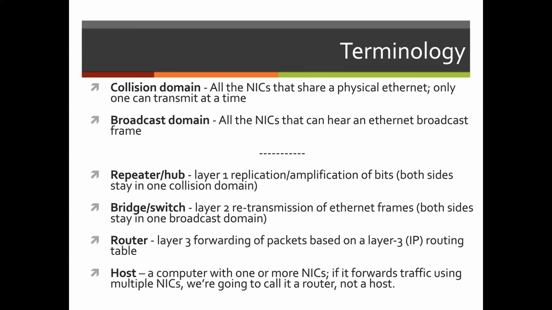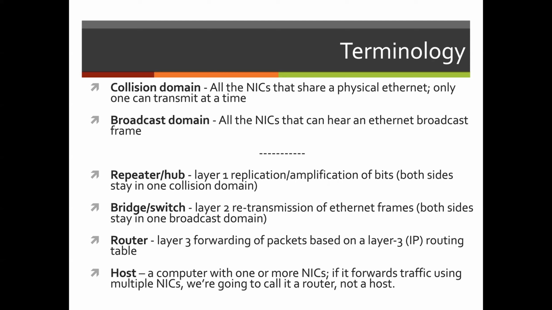To talk about some of the terminology associated with Ethernet, let's consider the collision domain. The collision domain represents all of the network interface cards that share a physical Ethernet, but only one can transmit at a time. We have a broadcast domain, where all of the network interface cards that can hear an Ethernet broadcast frame reside.